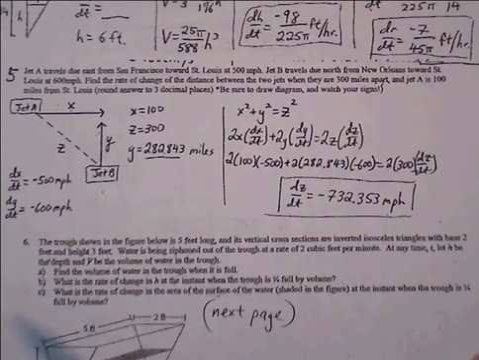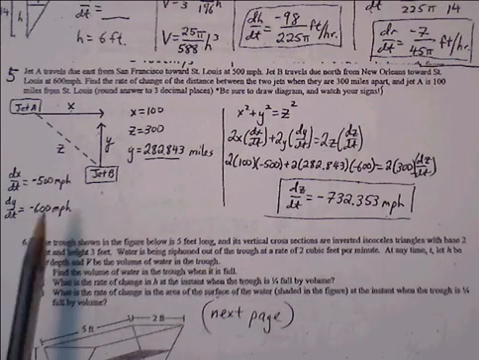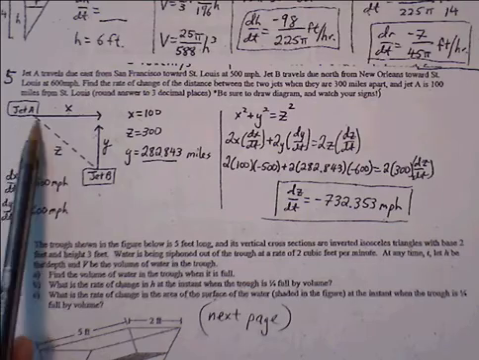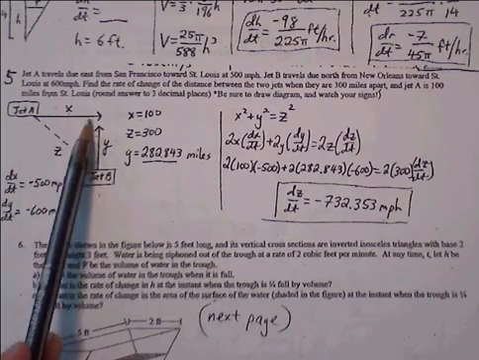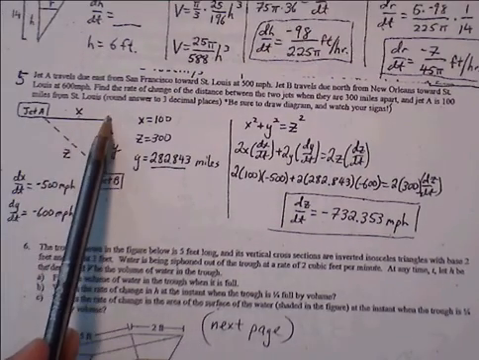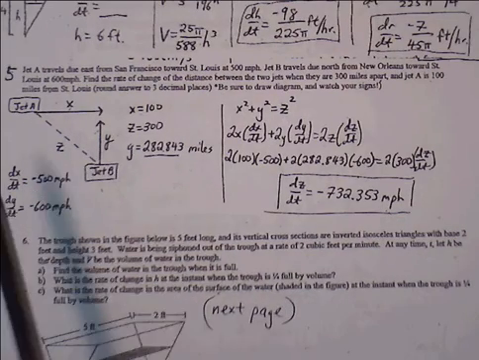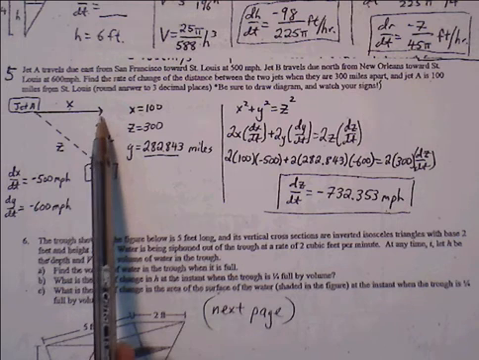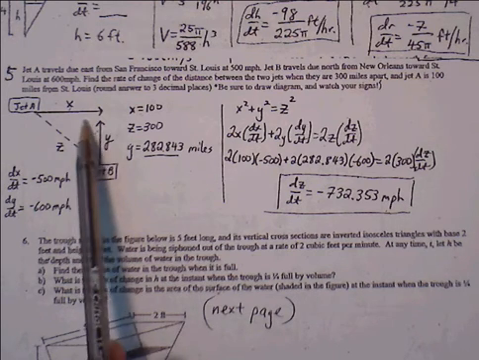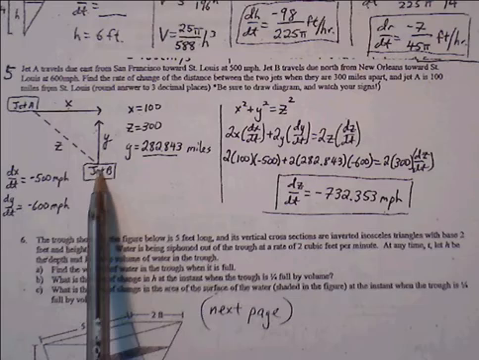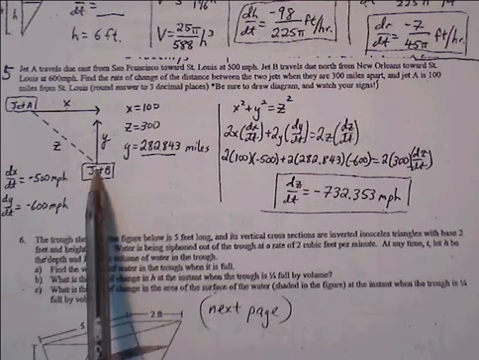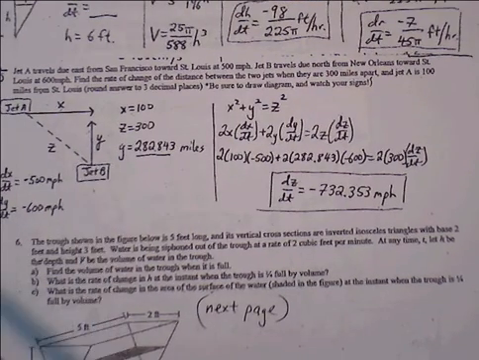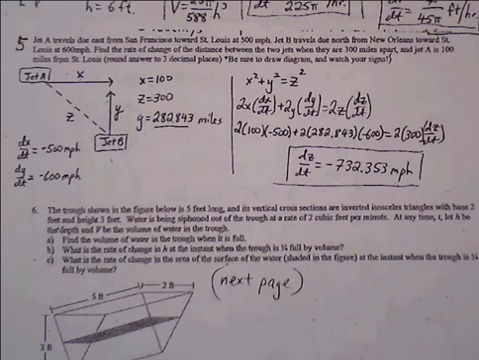Number 5, Jet A travels due east from San Francisco towards St. Louis. So this is the path of Jet A towards St. Louis. Jet B is starting in New Orleans and has to travel due north to get to St. Louis. So we see the path of the triangle, and the distance between the two jets at any time is going to create a right triangle, and that's the equation that we're working with. We're working with the Pythagorean theorem and a right triangle here.